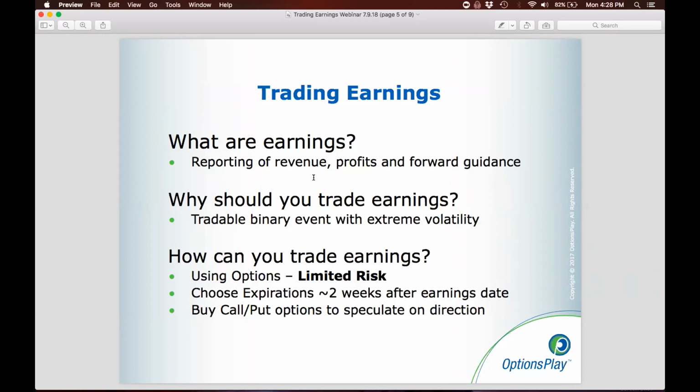Now, how should you trade this? The best way, in my opinion, and what we're going to show you here today, is using options, because using options allows you to take a bullish or bearish view going into earnings with limited risk. So we'll talk today about the 2 strategies you can use to take this bullish or bearish view, and how to analyze it using OptionsPlay.